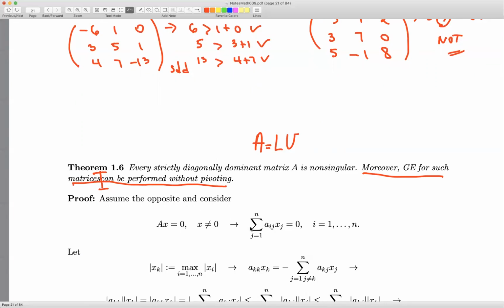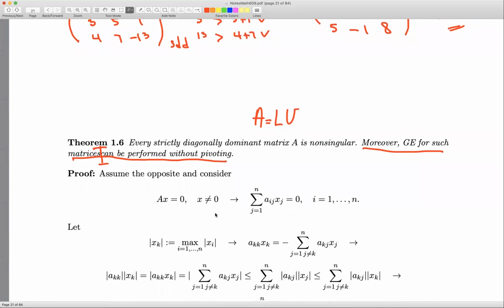So let's say we have a matrix A that is strictly diagonally dominant, and we will show that this is a non-singular matrix. Assume the opposite. What does that mean? That means that the system AX equals 0 has a solution, a vector X, which is a non-zero vector. And then we write the system. These are the equations of the system.